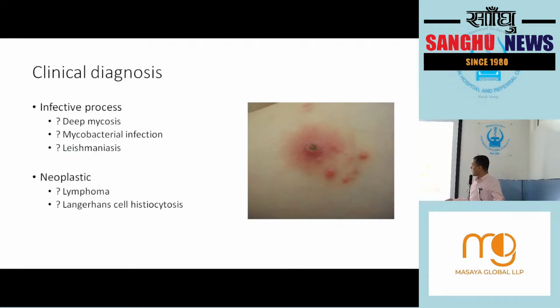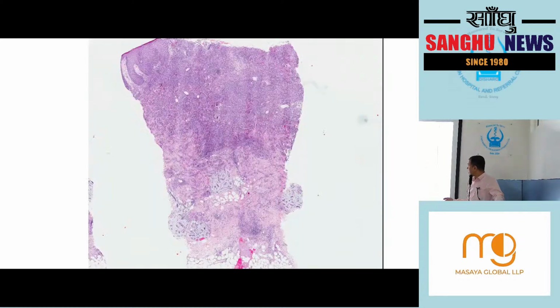These are the differential diagnoses provided to me by the dermatologist. Okay. So deep mycosis, probably maybe, I'm not sure. Mycobacterial infection, okay, tuberculosis, leishmaniasis, and some neoplasm also. Neoplastic as well as non-neoplastic, both, you see. Both differential diagnoses. And this is what I received, a punch biopsy. This is everything that I received.